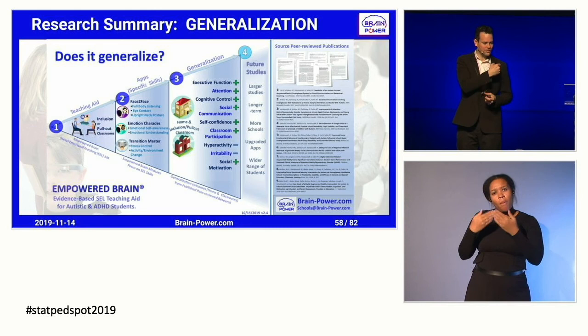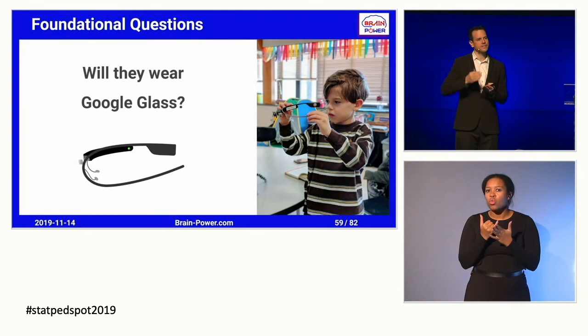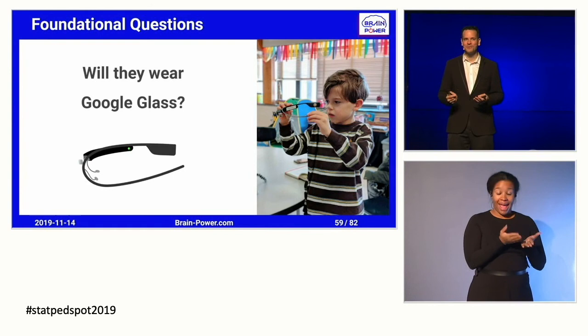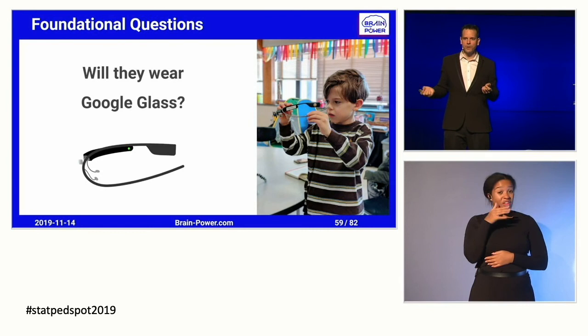But the main point is we asked a series of basic questions and we answered them with peer-reviewed IRB-controlled research. Those questions start with the simple: will kids with autism wear something on their head? You could wonder. We wondered and we did the research. And the answer is most definitely yes.